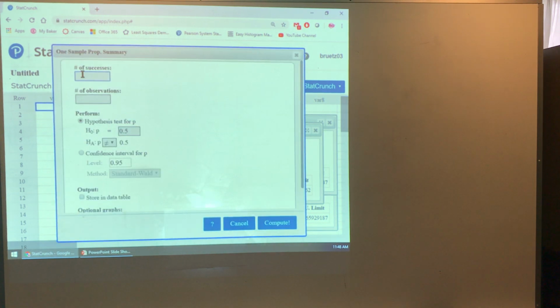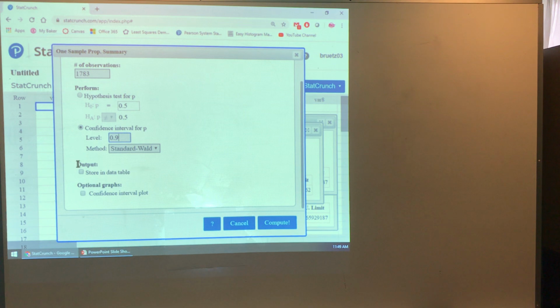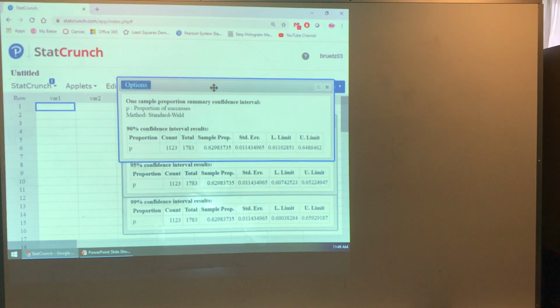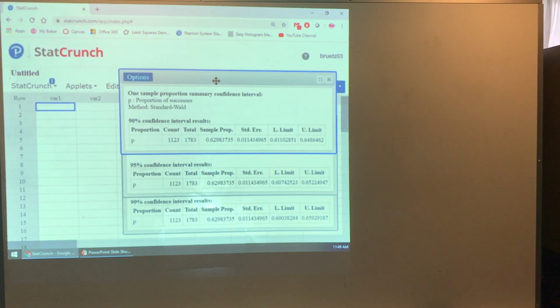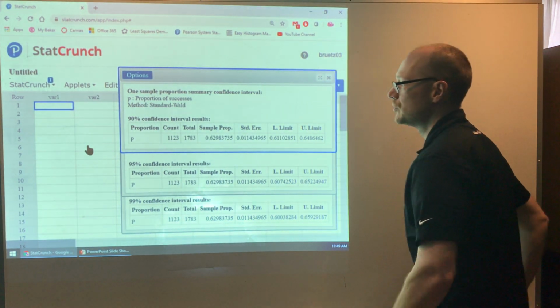And within this summary, I'm going to see, oh, that's right, there were 1123 successes. There were 1783 people surveyed. I want a confidence interval of 0.9 and just the standard. I don't need to store anything, and now I compute, and it will give me that. And I've computed actually all three of them. And I hope that you can see this on the screen. Let me read them to you if you need to.